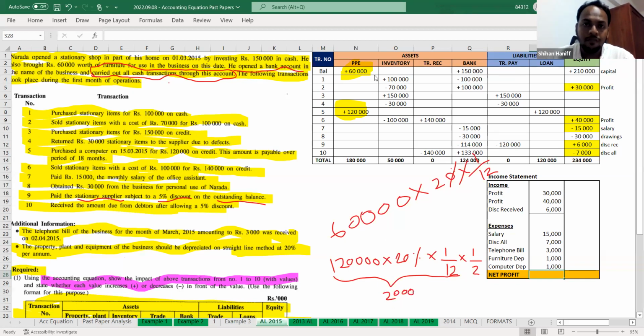We need computer depreciation for 15 days, not for the entire month. Sorry, I said 6 months and 30 days by mistake. So we have to take half of that. Half of that is 1,000. Is that clear?